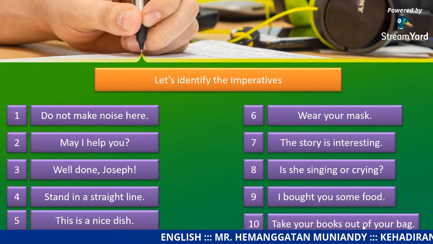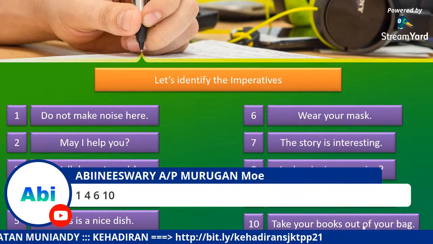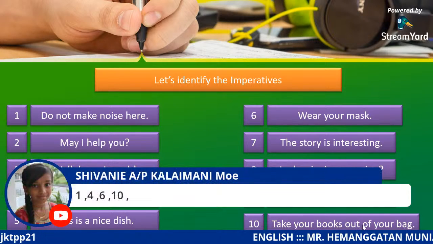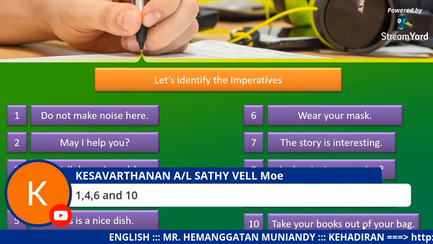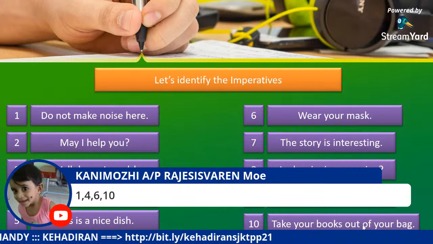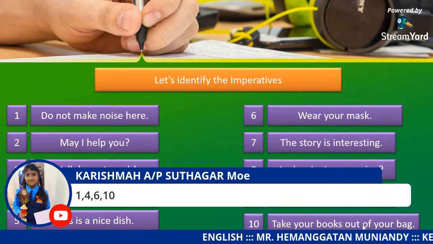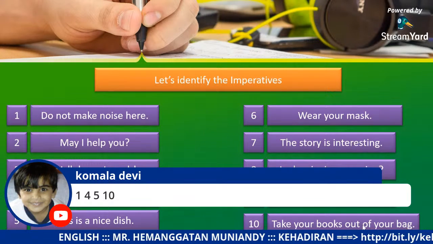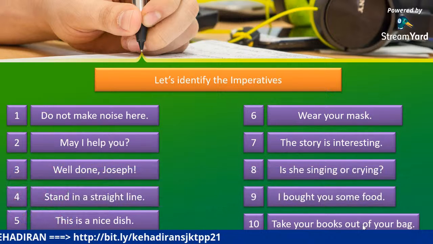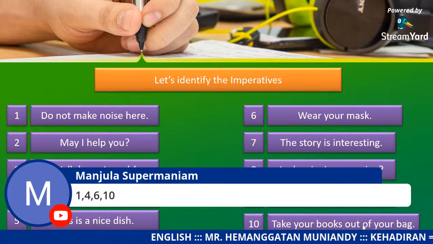Right? Now it's yours to give me the right answer. Let's look at the right answers. 14610 by Abhineshwari, 1357 Meghala, Shilo 15369, Shivani 14610. All right, Keshavardhanan 14610, Kanimori 14610. Okay, Karishma 14610 also. Surprisingly, most of you got it the same. Homala 1, 4, 5, 10. Number 5. Suchitra 1, 4, 5, 7, 10.